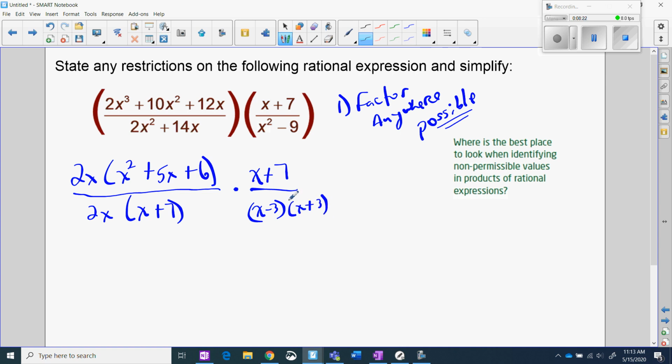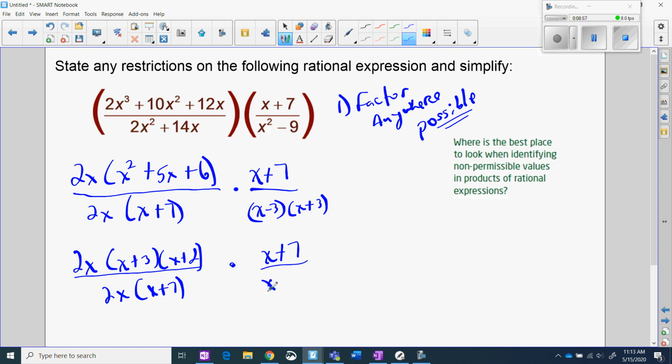All right, good start. The only thing I do notice is that this expression here will factor again further, because I could multiply to get 6 by using 3 and 2, and then 3 and 2 added together give me 5. So I'm going to have to factor here one more time. So 2x, this one factors further. X plus 3, x plus 2, 2x, multiply that by x, oh, I forgot my x plus 7, x plus 7 here, x plus 7 here, x minus 3, x plus 3.